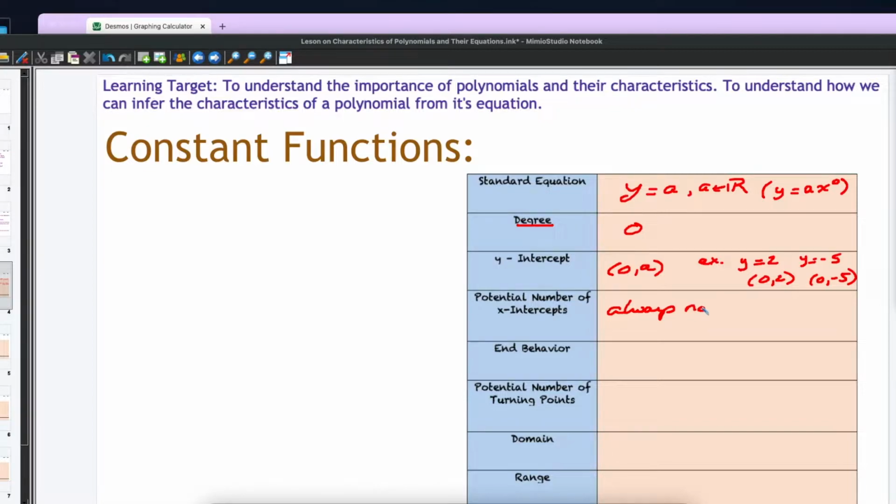It's always none, with the exception that if you have y equals 0, technically it's infinite.